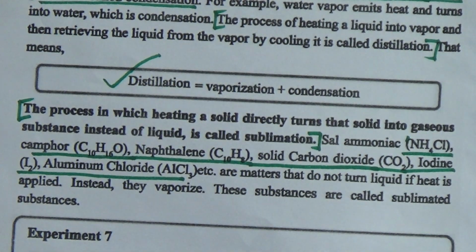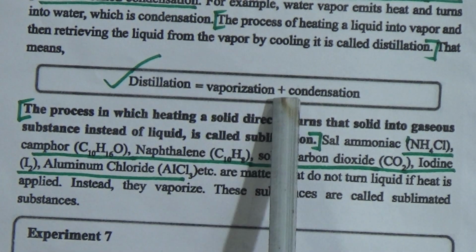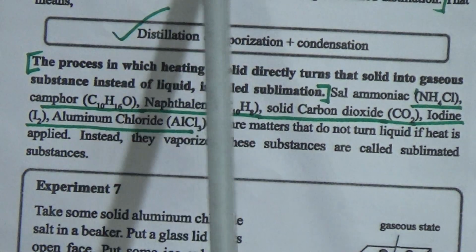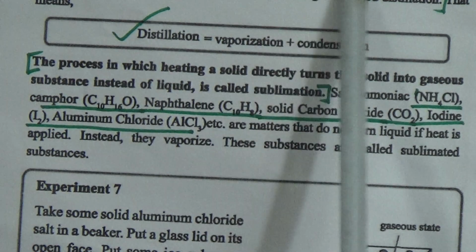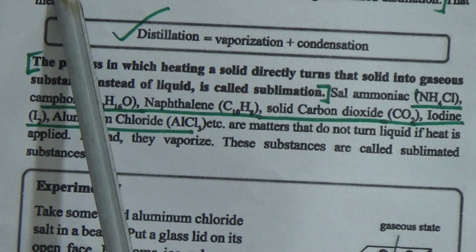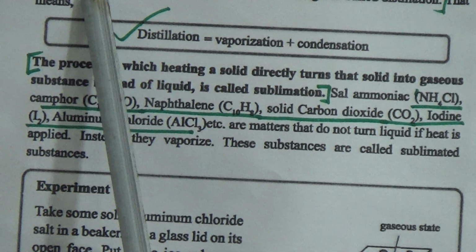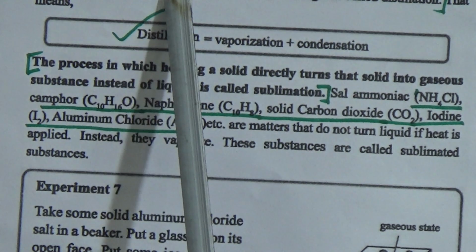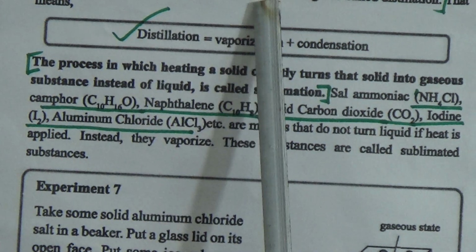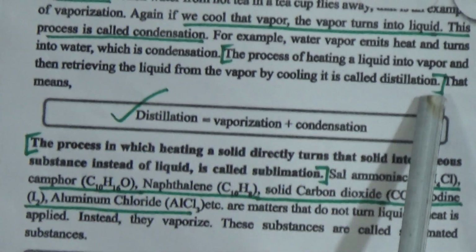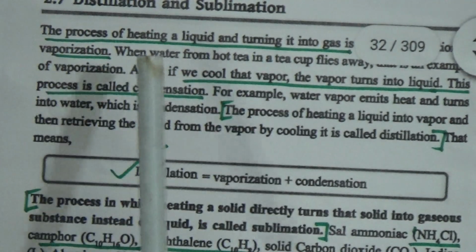Now let's see what is distillation and sublimation. Distillation is the combination of vaporization and condensation. That means the process of heating a liquid into vapor and then retrieving the liquid from the vapor by cooling it is called distillation. That means at first we will provide heat.